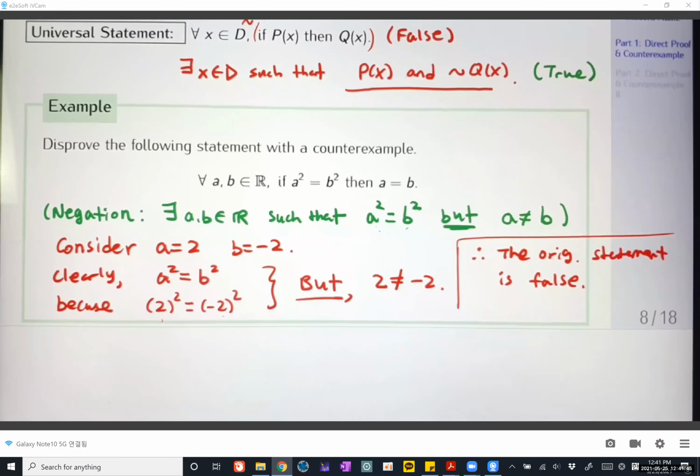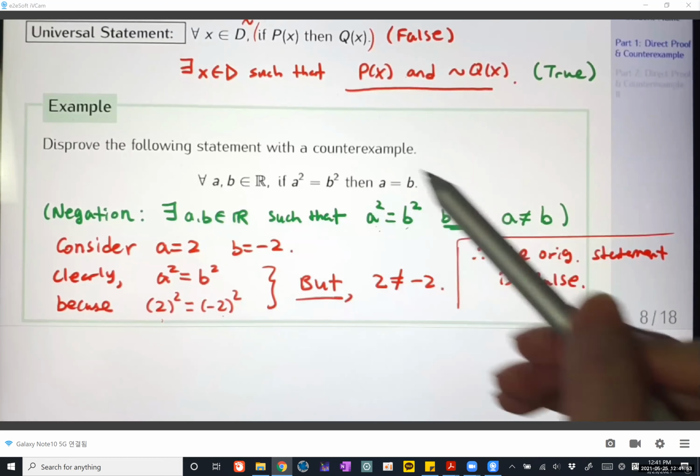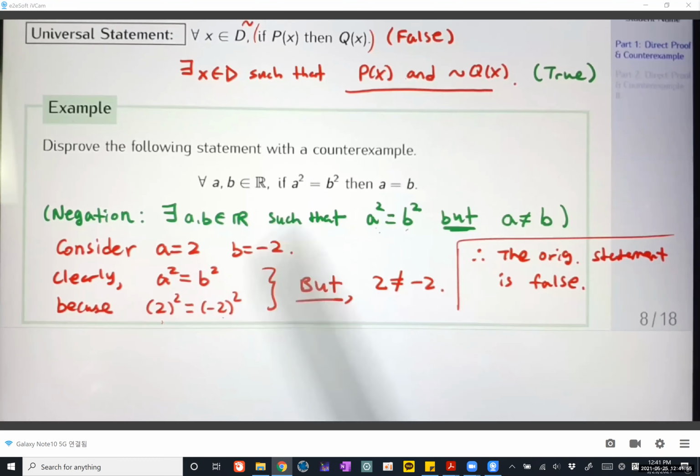Okay, so that's about finding a counterexample, or disproving a universal statement. So far, everyone, how do you feel about disproving a universal statement? So far, good?